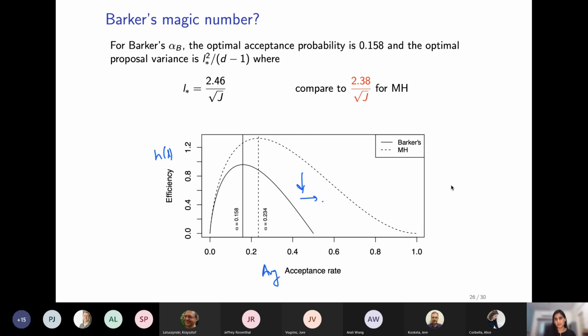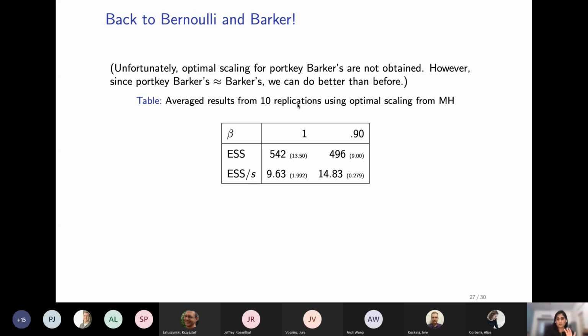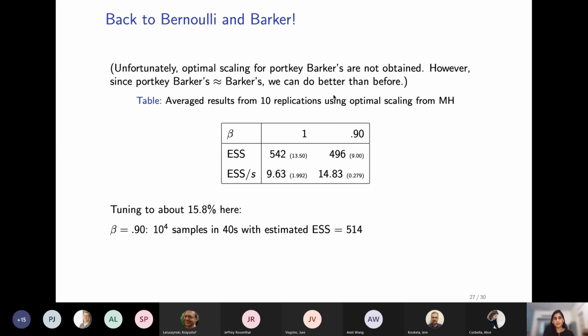And so this particular point is exactly what I want to take back to our previous example and our implementation in the Barker's and Portkey Barker setup, because what we want is to be able to tune properly. And we weren't able to tune properly before with the regular Barker's two-coin algorithm. So I give you the first two lines from the table again, which was 10 average replications, just to see where the numbers were before. And what I do now is tune the proposal to approximately 15.8% acceptance.